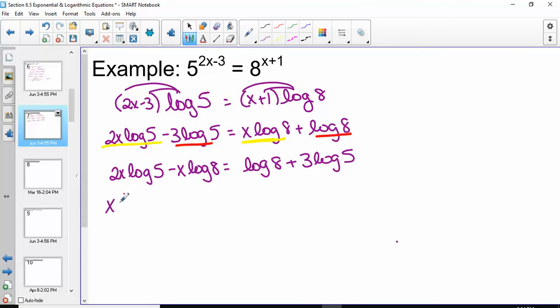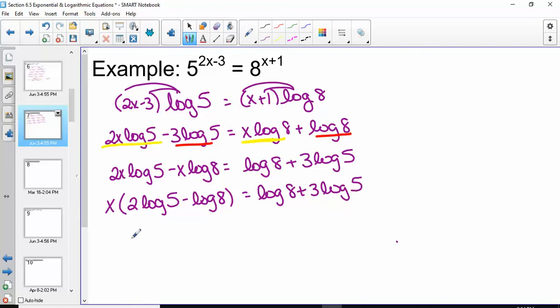On the left you have two terms, both have an x. They are not like terms, so you can't actually subtract them, but you can take out your x. So then, to get x by itself, you just divide. So your exact answer is log 8 plus 3 log 5 over 2 log 5 minus log 8.